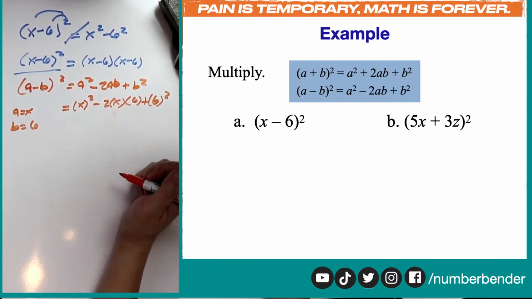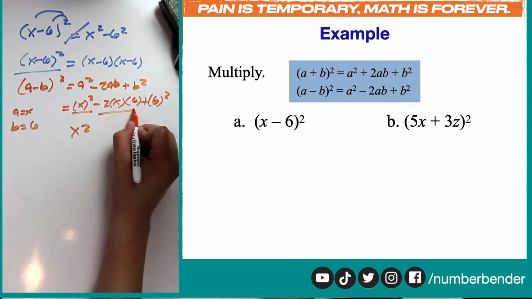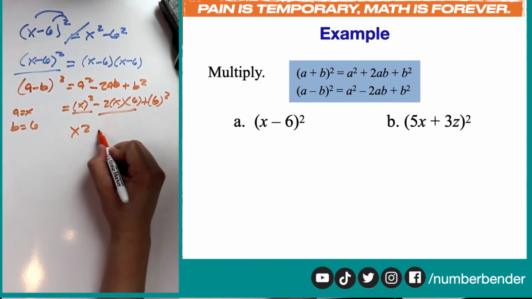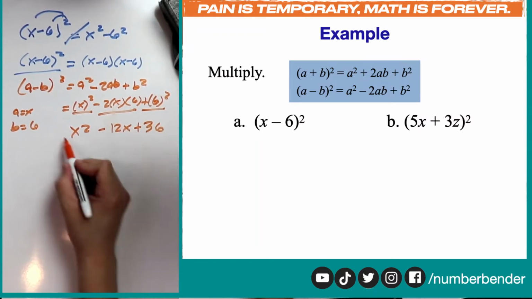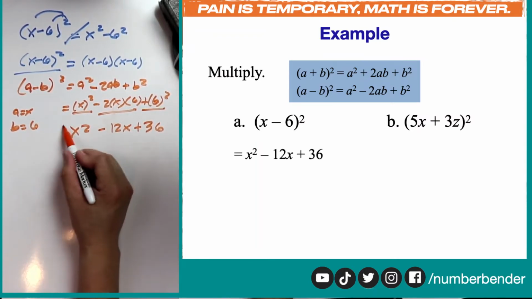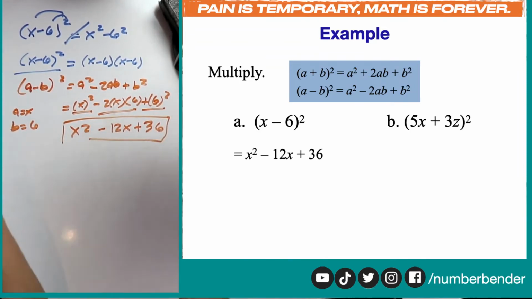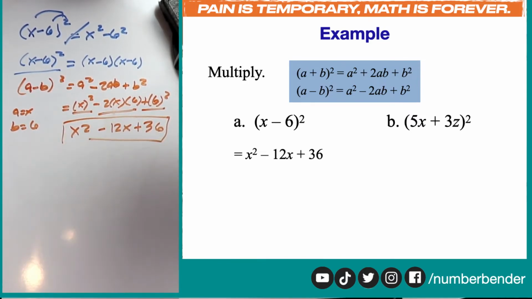And by simplifying our polynomial, this will give us x squared. This will give us 2 times 6, which is negative 12x. And this will give us positive 6 squared, which is 36. And now we have the product for x minus 6 quantity squared, which is the same as what we have on our screen right now. So with this, we're able to use the formula, or this special product, for these binomials.